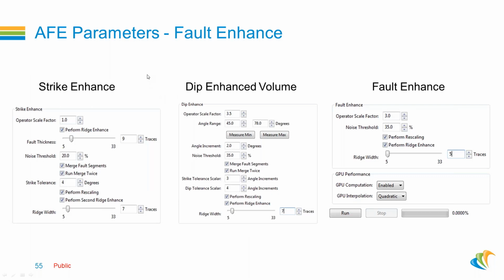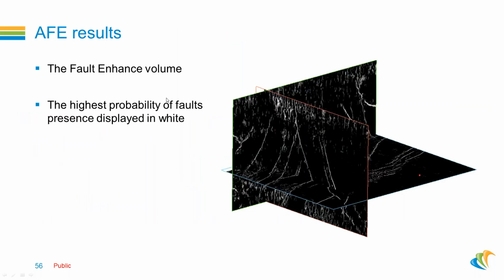We can just apply a few parameters on that. This is only to show you quickly; we are not going into detail on this. We are going to set up the parameters for strike, dip, and fault enhance. Then this is an image of the result. As you can see, that is the opposite of the horizon stack. The fault enhance now has the fault probability in white.